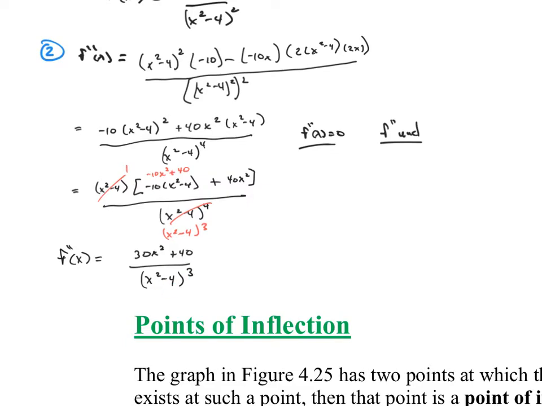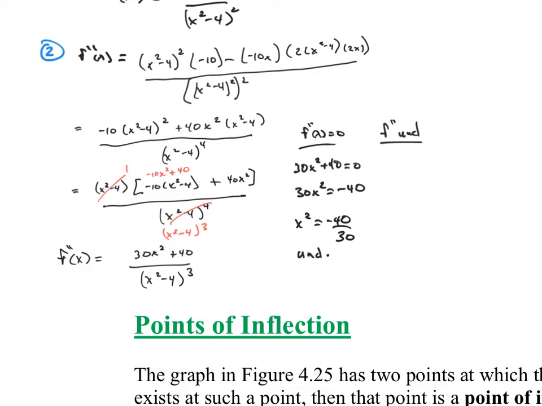When is a fraction equal to 0? When its numerator equals 0. So that'd be 30x squared plus 40 equals 0. Subtract 40 from both sides, you'd have 30x squared equals negative 40. Divide both sides by 30 and you'd have x squared equals negative 40 over 30. And I notice if I take a square root of that, I'm taking a square root of a negative number, which is undefined. So that never actually happens, so I don't need to worry about that. So f double prime of x is never equal to 0.